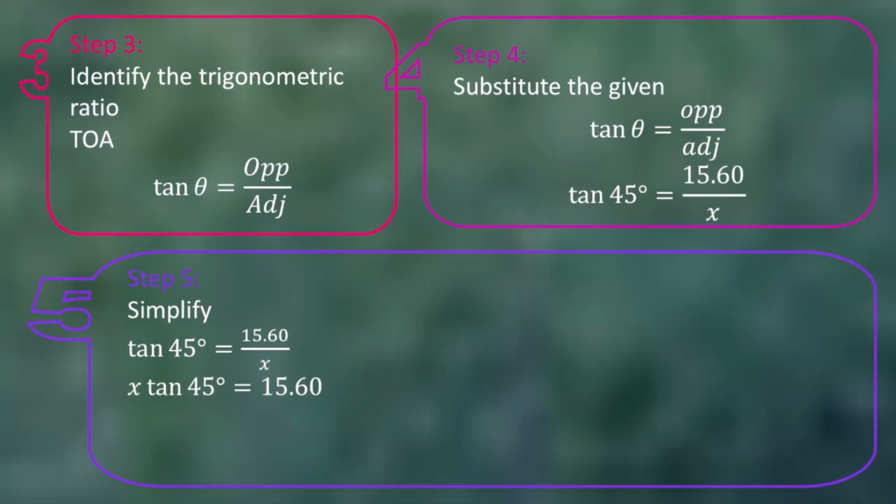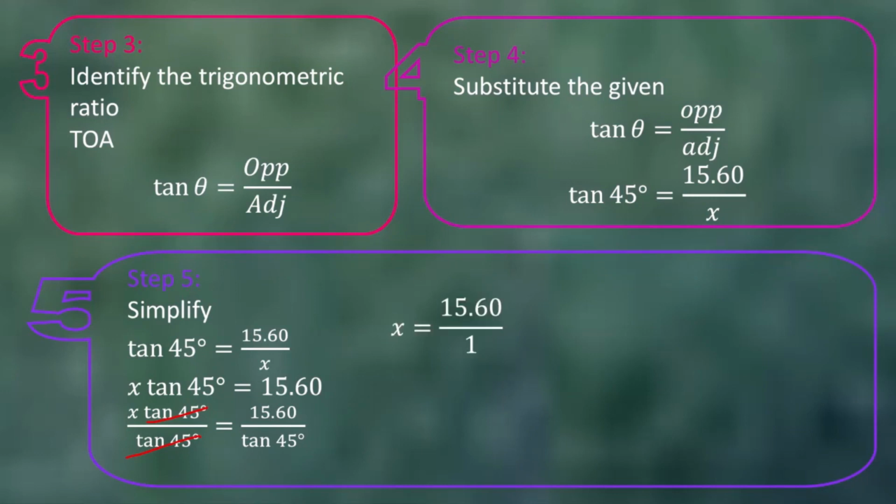By cross multiplication. Yan. Tan 45 times X. And then, yung over 1 po ng tan 45 times 15.60. Kaya po naging ganyan. Tan 45 times X is equal to 15.60. And then, para po ma-isolate natin yung X sa left side of our equation, we're going to divide both sides by tan 45. And then, makakancel na po yung tan 45 and then the tan 45. Yan, matitira po sa left side will be the X. X is equal to 15.60 over 1.